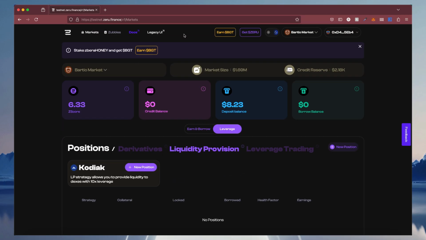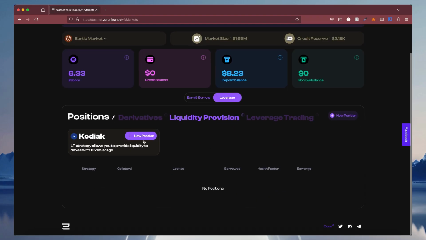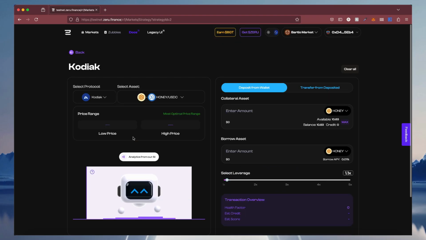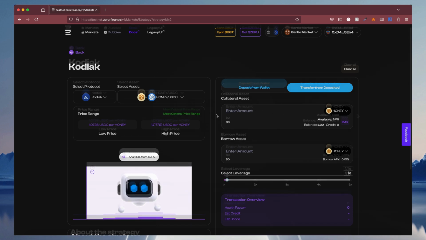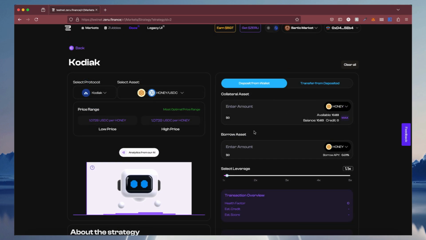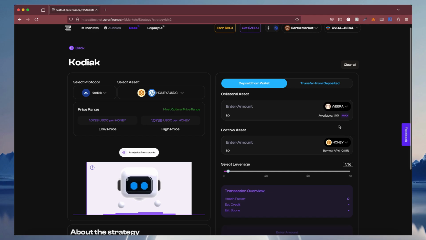I'm on the testnet app on Berachain bArtio, and we're going to do a new position here through Kodiak. You have assets that you can choose. You can deposit from your wallet or transfer from tokens you have already deposited elsewhere on the Zeru platform. So this is the HONEY USDC pool that we'll be depositing into. Obviously, I'm not going to deposit HONEY and borrow HONEY. So let's deposit WBera. We can borrow HONEY.